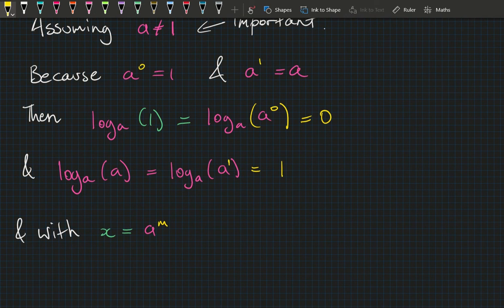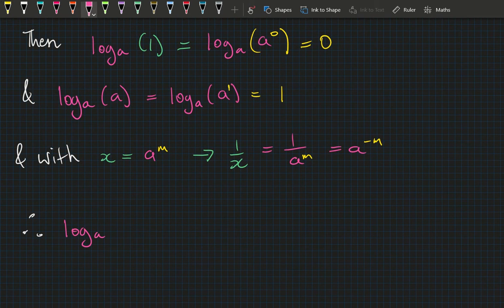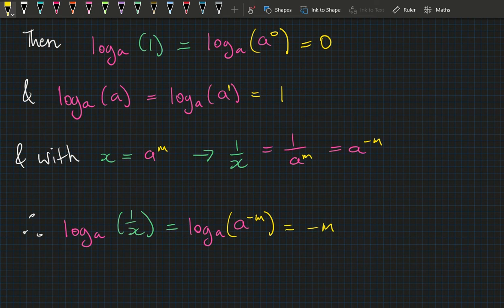Then for this x, if we've got 1 over x, we've got 1 over a to the m, which is equal to a to the minus m. So that means if we take the log base a of 1 divided by x, that's equal to log base a of a to the minus m, which is equal to minus m. And because m equals log base a of x, that means that we've actually got minus log a of x.